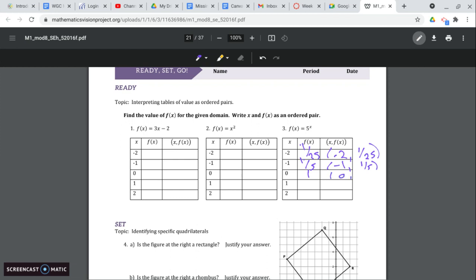So this is the point 0, 1. 5 to the power of 1 is 5. So this is 1, 5. And 5 to the power of 2 is 25. That's supposed to be a 2. So this would be 2, comma 25. So you'll do the same thing for 1 and 2. You're just plugging in the given x value into the equation and simplifying it down to find out what it equals.